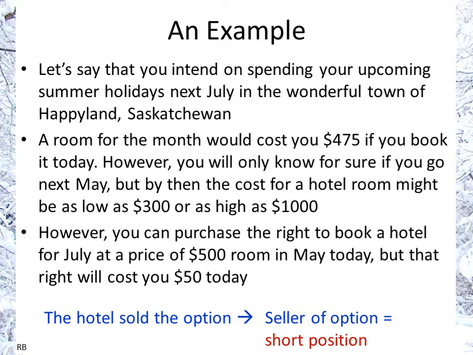In other words, if you decide to exercise your option, you buy the room for July for a price of $500 a room, the hotel has to offer it to you. Even if the going rate for a hotel room would be $1,000, you have bought the option that you can exercise at $500 a room. So that's how that would work.